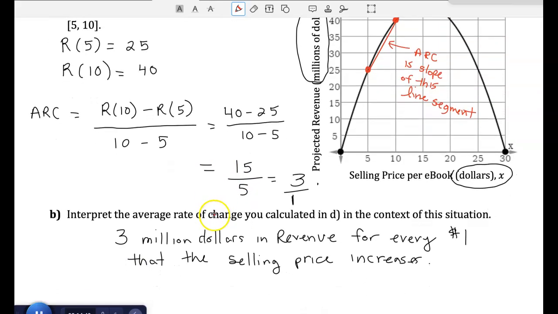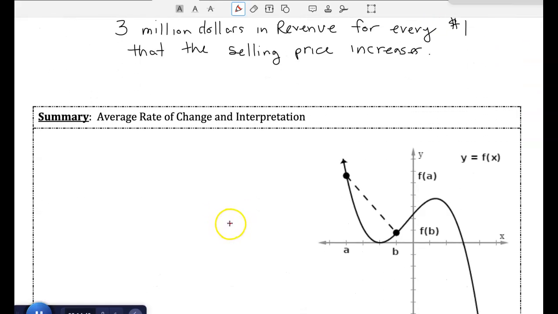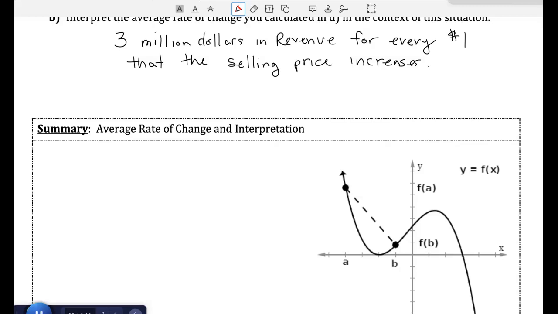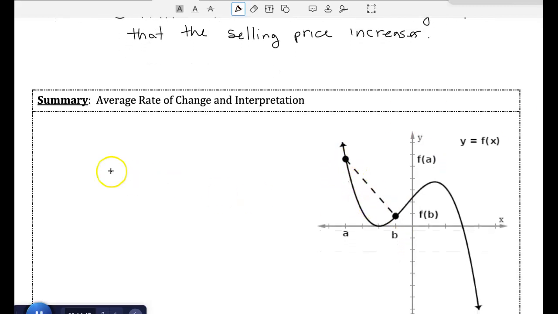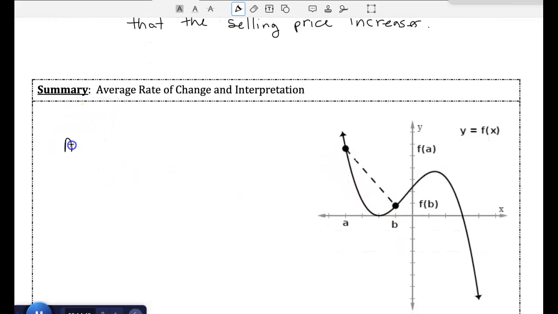Okay, so the geometric interpretation of the average rate of change is that it's the slope of a line, right? So the average rate of change is the slope of what's called the secant line.